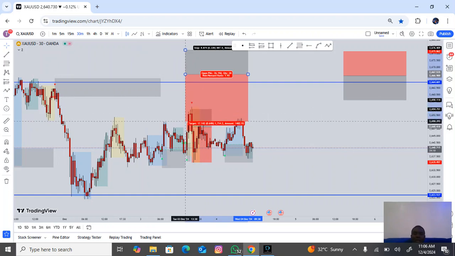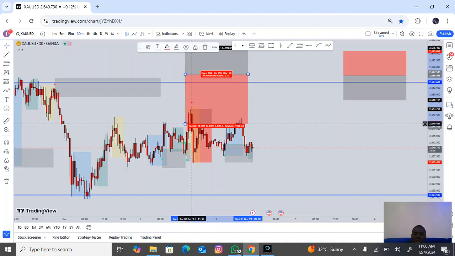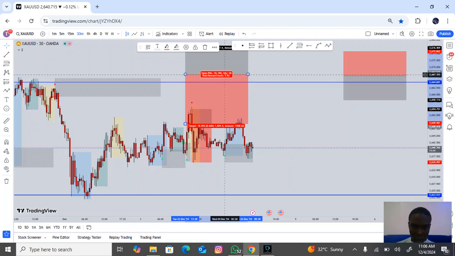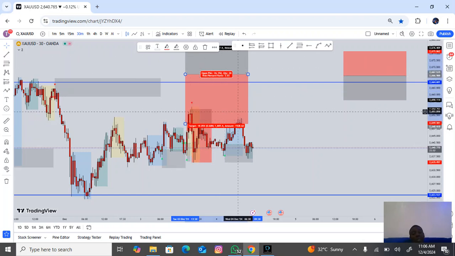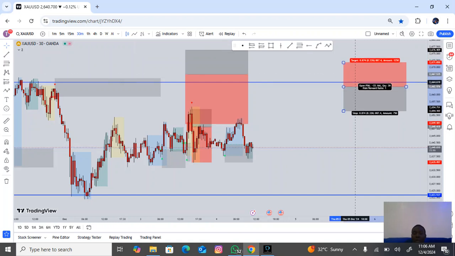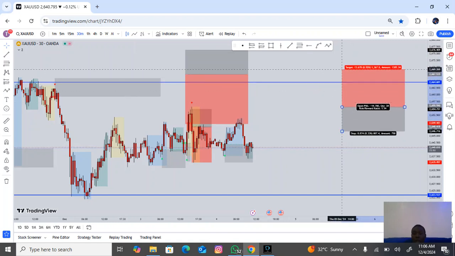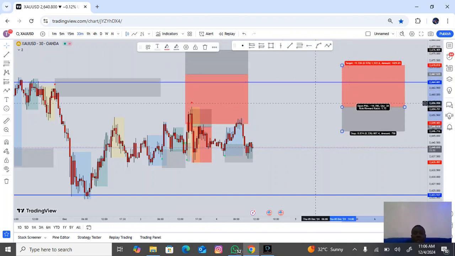So this is how to check and know your risk to reward ratio. If you look right here, you can find out that the number right there is 2.03. That's to say you are risking one to get 2.03, right? Same thing with this long position. So you only use this long position when you are about to buy.